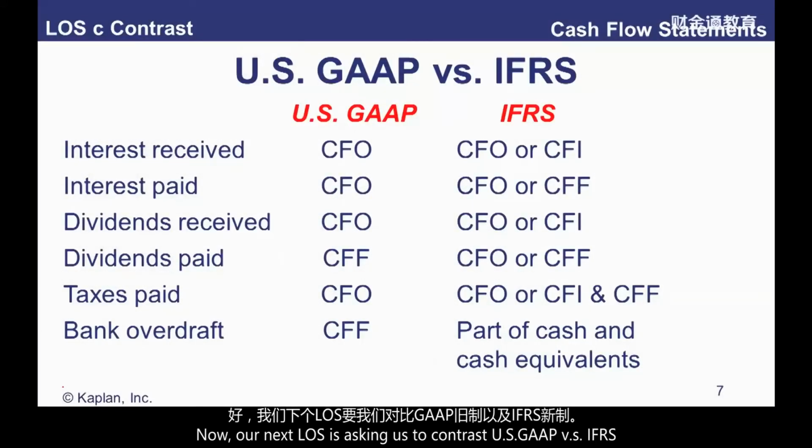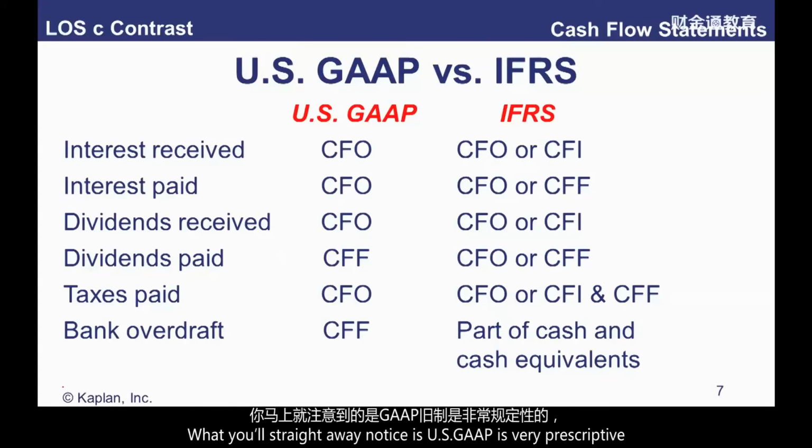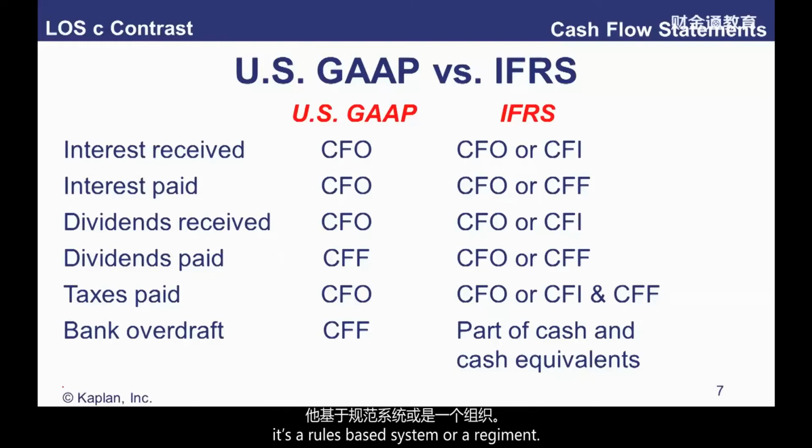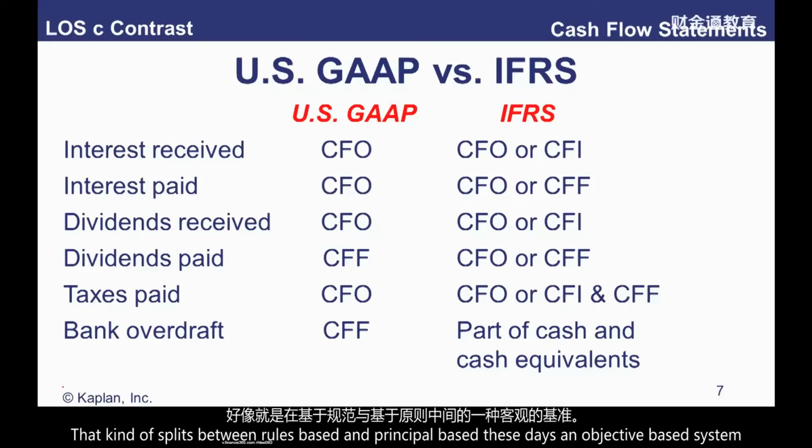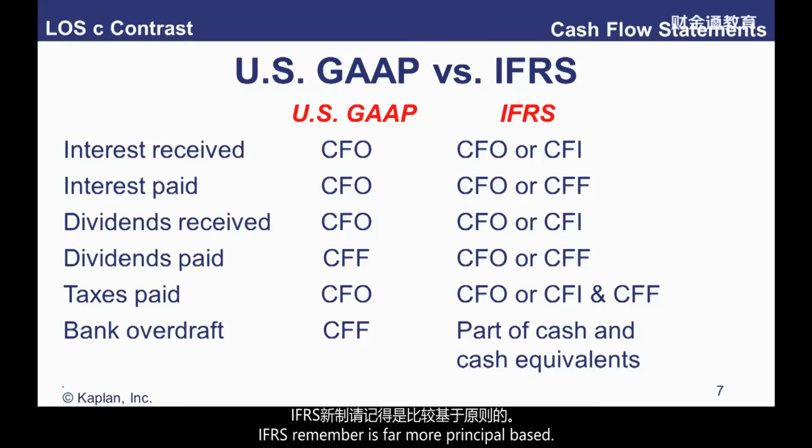Now, our next LOS is asking us to contrast US GAAP versus IFRS. What you straight away notice is US GAAP is very prescriptive. It's a rules-based system, or it's kind of split between rules-based and principles-based these days, an objective-based system. IFRS, remember, is far more principle-based. So when we look at interest received and interest paid, US GAAP tells us the rule, put it through CFO. Dividends received, US GAAP says CFO.